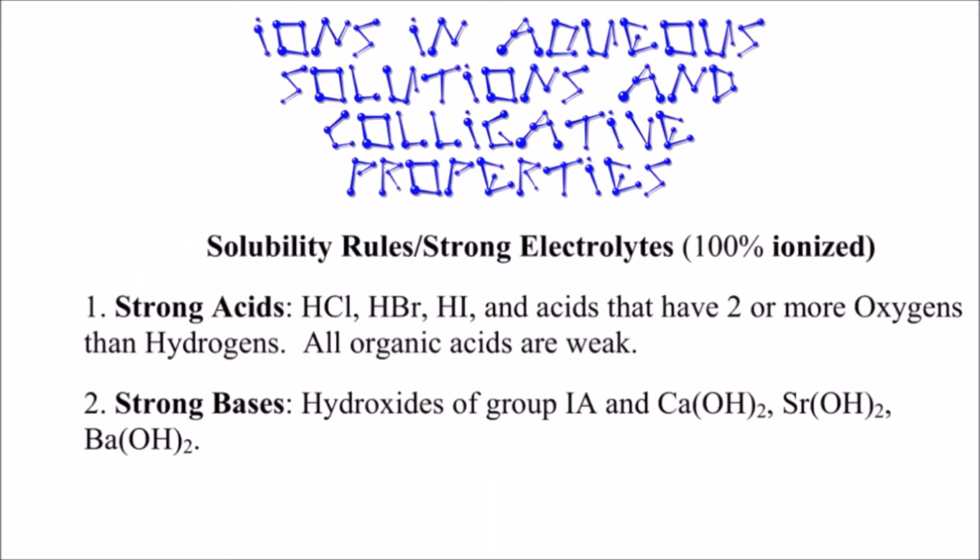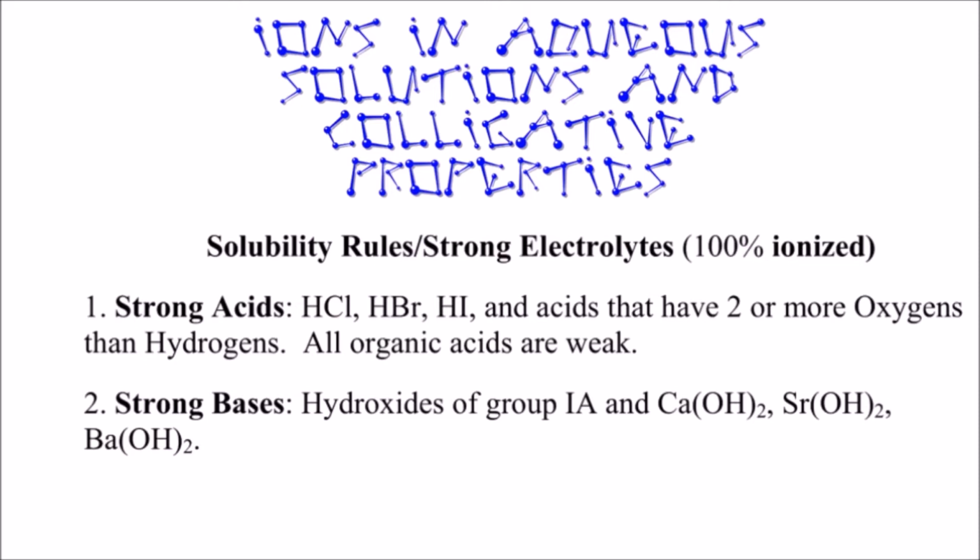Alright, the next thing that we're going to talk about are the ions that dissolve into an aqueous solution. And we're going to talk about what are called colligative properties. The first thing we're going to do, though, is talk about those solutions. We're going to memorize a set of rules. They're called the solubility rules. And they help us decide which compounds are going to completely dissolve and which ones will only partly dissolve.